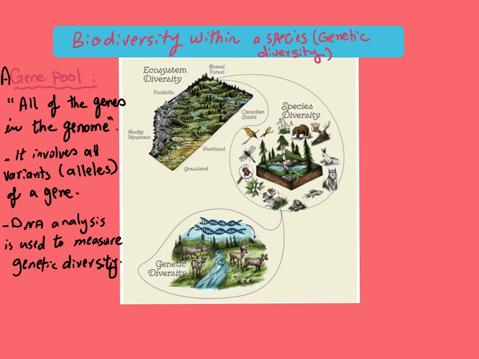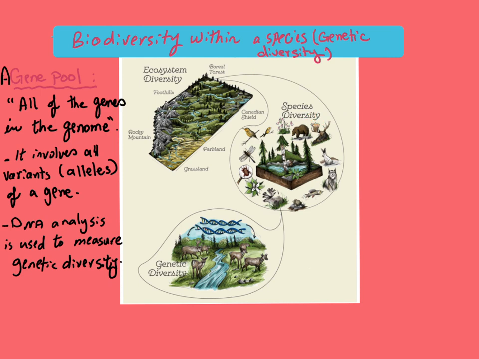Biodiversity within a species, or genetic diversity. We said that biodiversity can be described on many different levels: species diversity, genetic diversity, and ecosystem diversity. We have just described the species diversity, and we said that we use the diversity index to quantify this value. So here we are going to look at another term, which is genetic diversity.